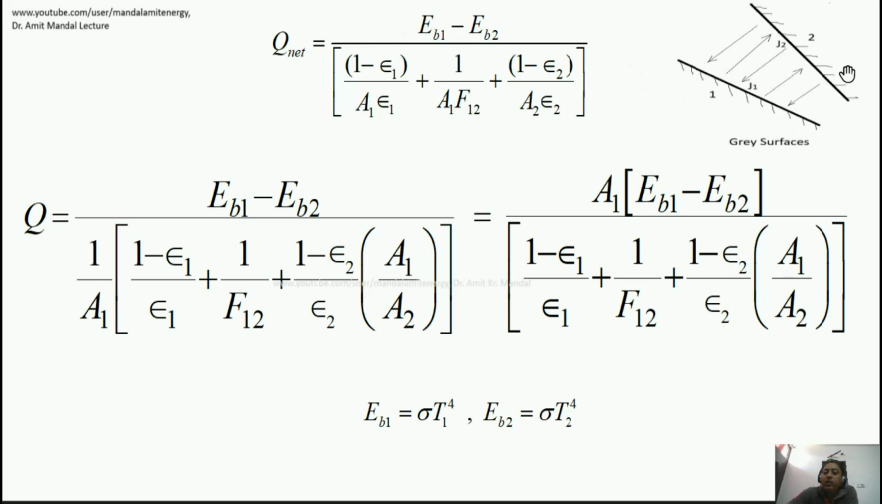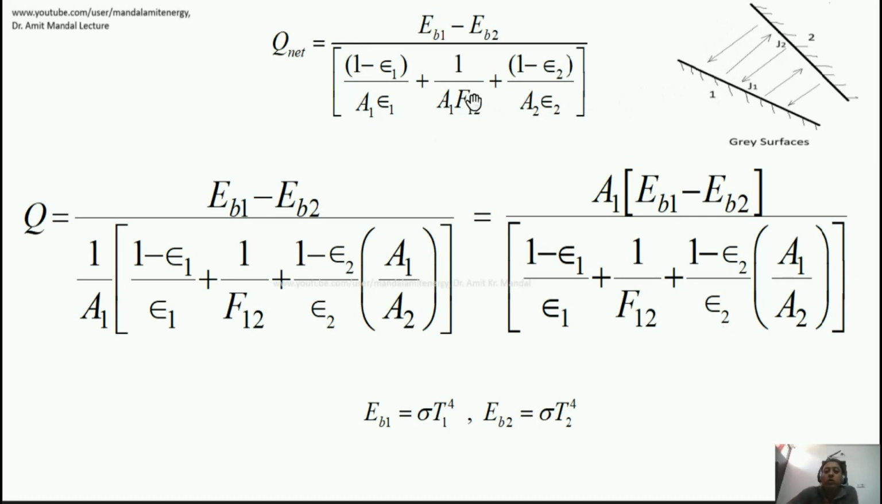See, this is surface 1, this is surface 2, both are gray and radiative heat exchange is taking place. Surface 1 has temperature T1 and emissivity epsilon 1, and surface 2 has temperature T2 and emissivity epsilon 2. Then the net heat transfer rate is given by the formula EB1 minus EB2 upon (1 minus epsilon 1) upon A1 epsilon 1, plus 1 by A1 F12, plus (1 minus epsilon 2) upon A2 epsilon 2. Here F12 is the view factor or shape factor of surface 2 with respect to surface 1.